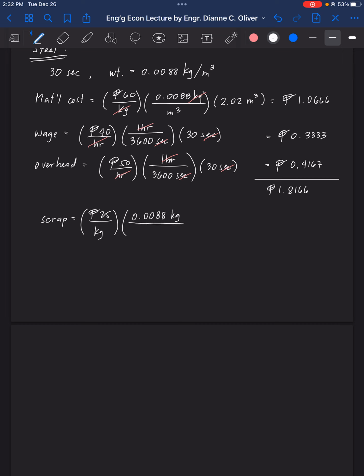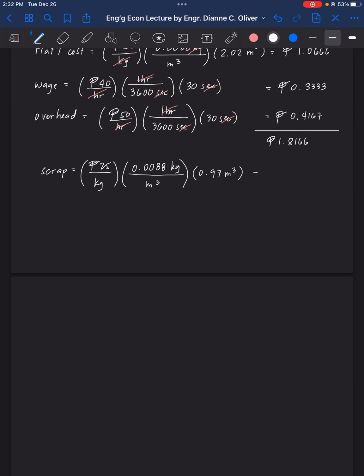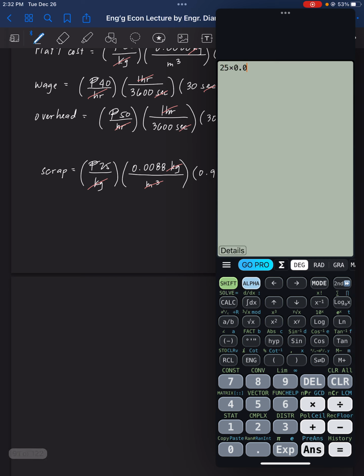0.0088 kilogram per cubic meter. And then cubic meter is a, we will put here the value for scrap, that's 0.97 cubic meter, or the quantity of scrap, 0.97. So cancel kilogram, cancel cubic meter. How much is that?